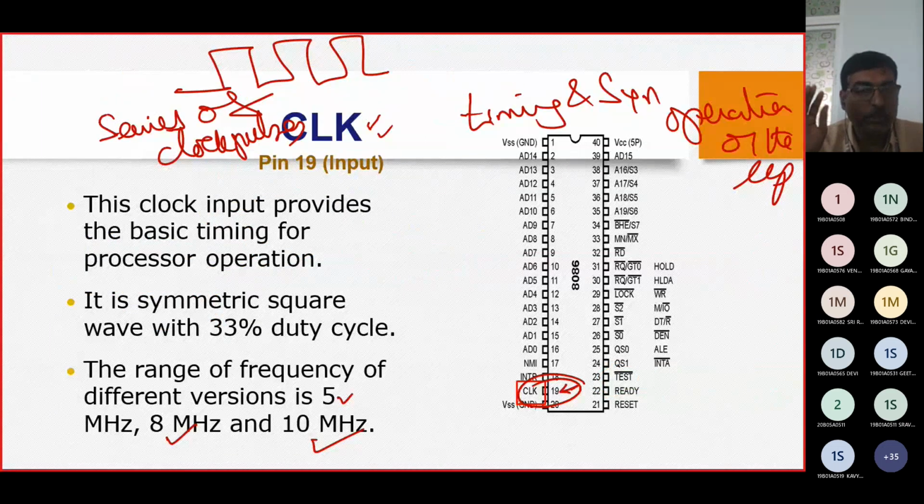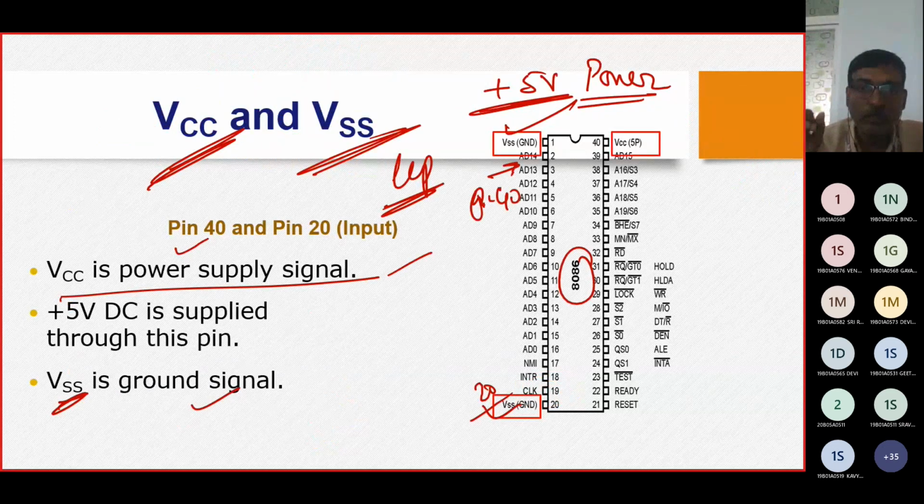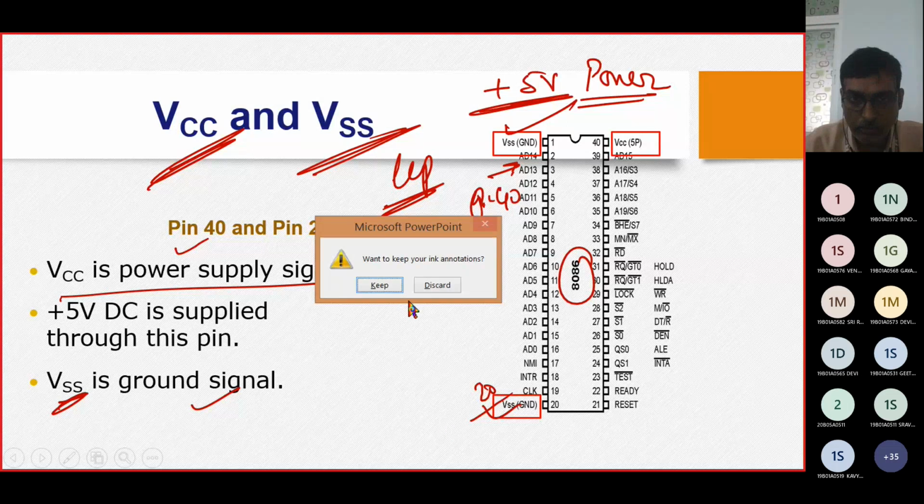Next, in order to generate clock pulses, we have synchronization and timing, which is assigned to pin number 19. And lastly, we have VCC and VSS. They act as the power supply pin and the ground pin. So this is all for today's class.